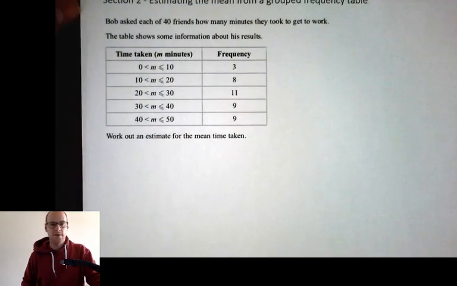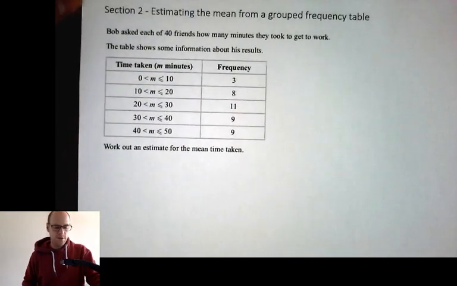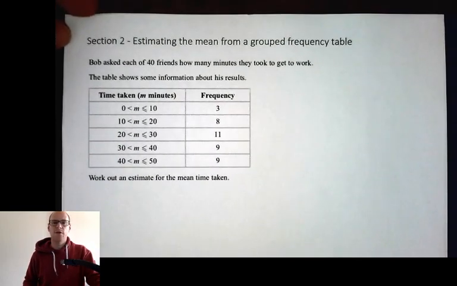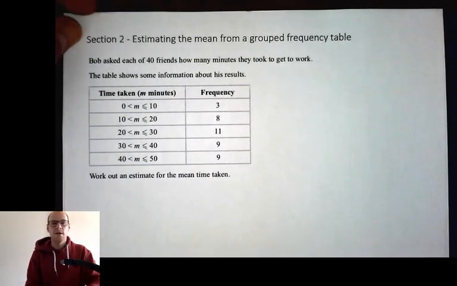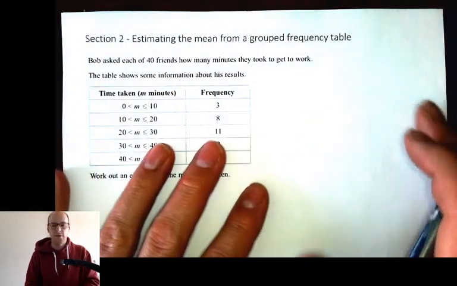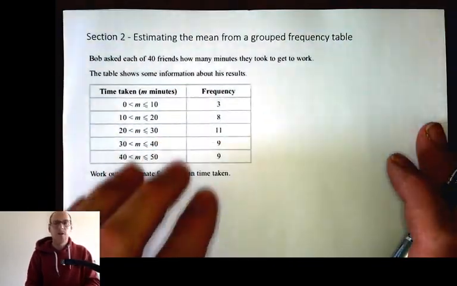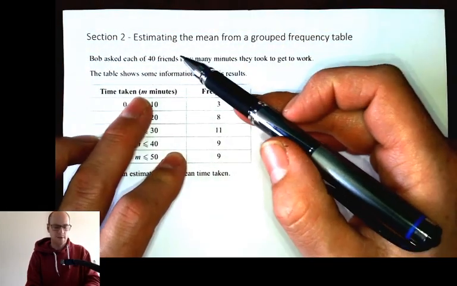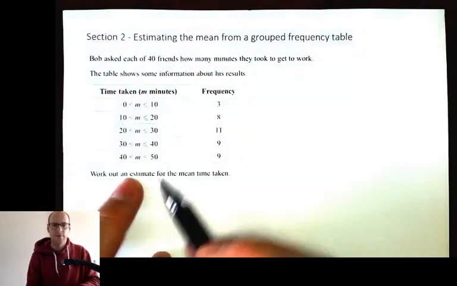Alright, so this is much more difficult and is totally new for most of you. So this is a grouped frequency table again, but this time we are trying to find out the mean. And I want to talk through it before we actually do it. So first of all, why does it say an estimate of the mean up here? And why does it say an estimate for the mean here?